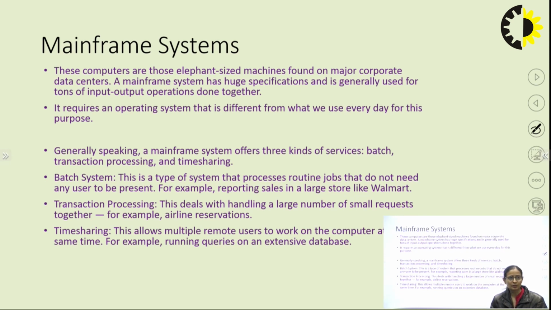So generally speaking, a mainframe system offers three kinds of services: batch, transaction processing, and time sharing. Batch system is a type of system that processes routine jobs that do not need any user to be present, and an example is reporting sales in a large store like Walmart. Then transaction processing deals with handling a large number of small requests, for example, airline or railway reservation systems. Then time sharing. In this category, it allows multiple remote users to access the system at the same time. For example, running queries on an extensive database.